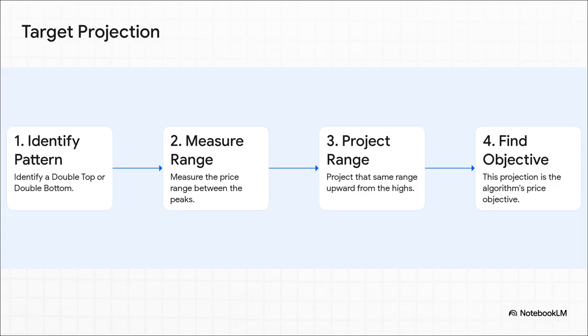First, you spot your double top. Second, you just measure the price range, the distance, from the highest high of the peaks down to the lowest low of the valley in between them. And then you take that exact same measurement and you project it upward, starting from the level of the highs. That projected level is the algorithm's target.